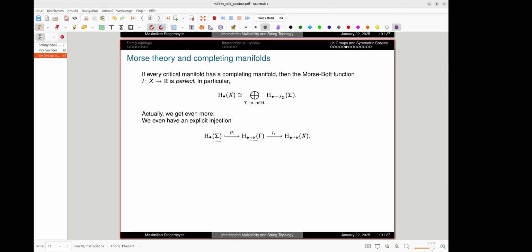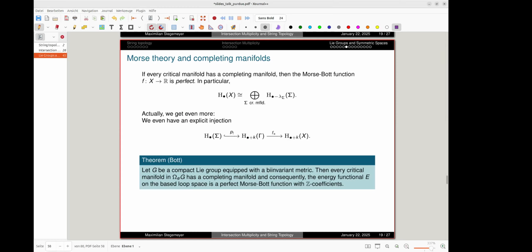Okay, and I want to mention two results here from the literature, which are very important, of course, in this setup. So Bott already showed in the 50s that if you have a compact Lie group, then, to look at an energy functional, you need to say for which metric. And on a compact Lie group, there are bi-invariant metrics, which are the nicest metrics. And then indeed, this setup works for the based loop space. Every critical manifold has a completing manifold, and consequently, the energy functional on the based loop space is a perfect Morse-Bott function with Z coefficients, or in general for arbitrary coefficients.